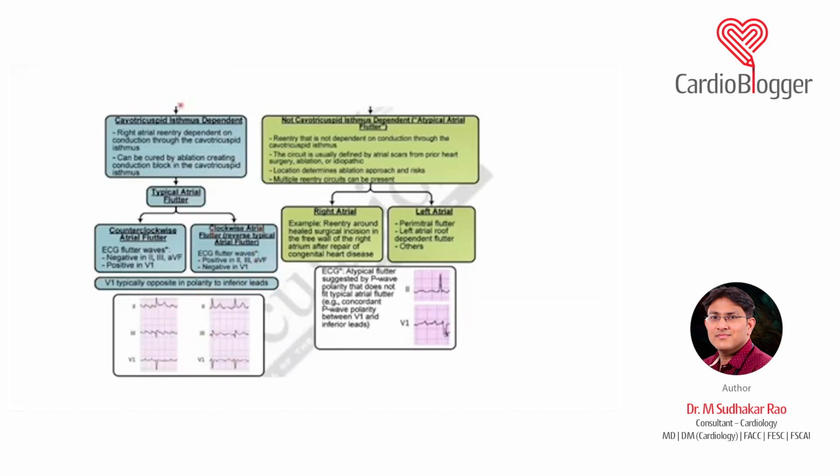This has a high tendency to be treated with catheter ablation. So the success rate is very high in CTI dependent flutter. Non-CTI dependent flutters are usually atypical, and they can be from the right atrium or from the left atrium, and the success of catheter ablation is usually very low in this group of patients.